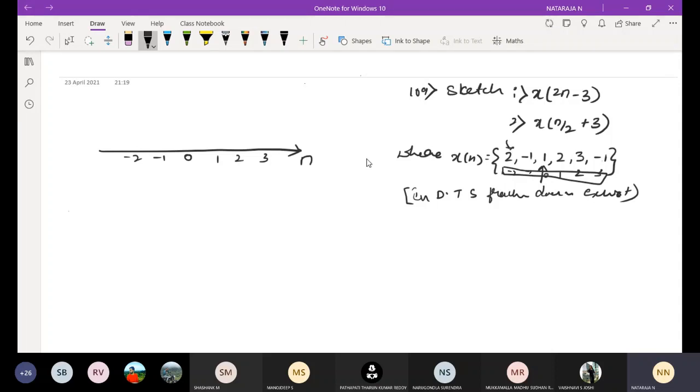So at 0, what is the amplitude? At 0, I have an amplitude of 1. Then at 1, I have an amplitude of 2. Then at 2, an amplitude of 3. At 3, an amplitude of -1. Then at -1, again -1. At -2, I have an amplitude of +2. This is my x of n in graphical representation. This is a discrete time signal.